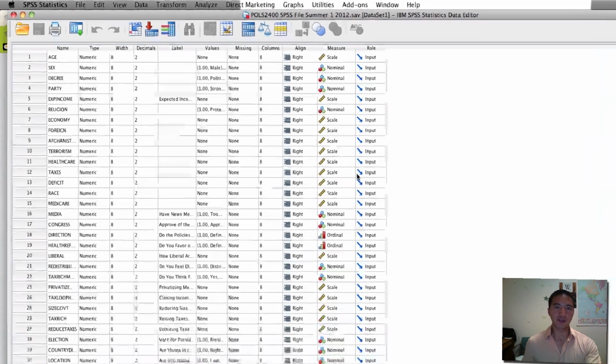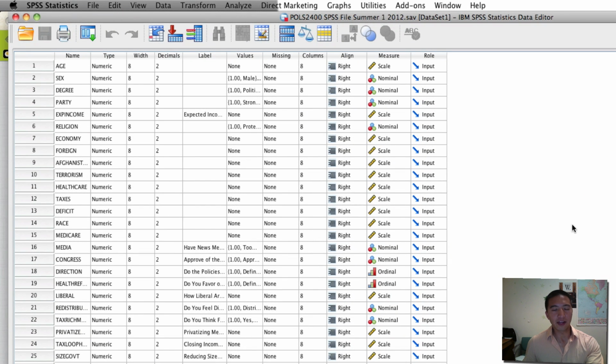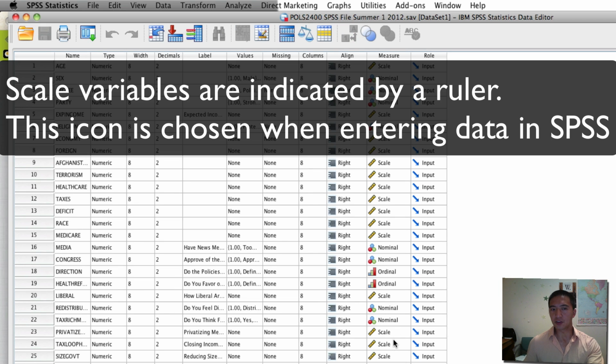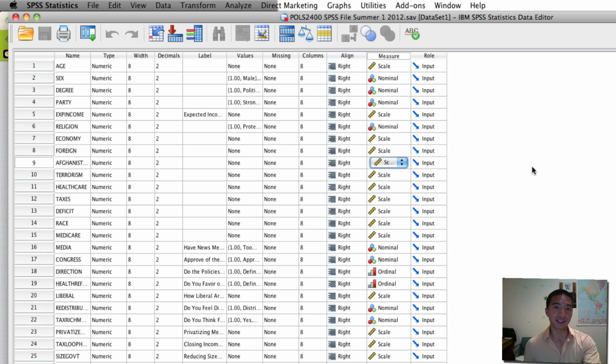Here is a student survey from the summer of 2012, and I have my variable view, and all of my scale variables are indicated with a ruler. And I chose these when I inputted the data from student surveys that were given at the beginning of class. So let's pick a few scale variables. We could do the effect of one's opinions on taxes on one's opinion on the economy.